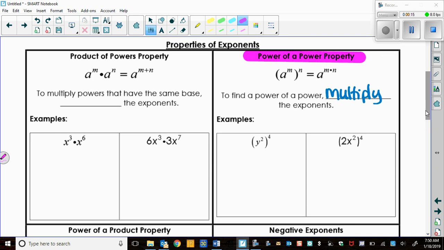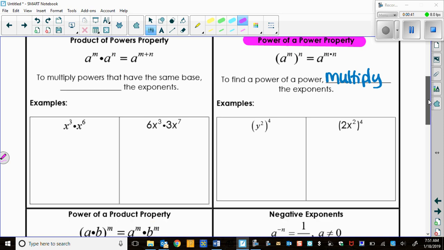As you can see from the rule here, we have a to the m power, all of this in parentheses, and that is going to be raised to the n power. So what happens if you have a power that's being raised to another power? Well, you find a power of a power by multiplying the exponents, as you can tell from the rule here. So that's what I want to show you down here.